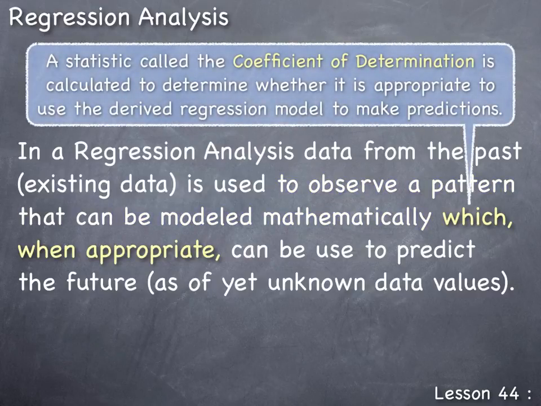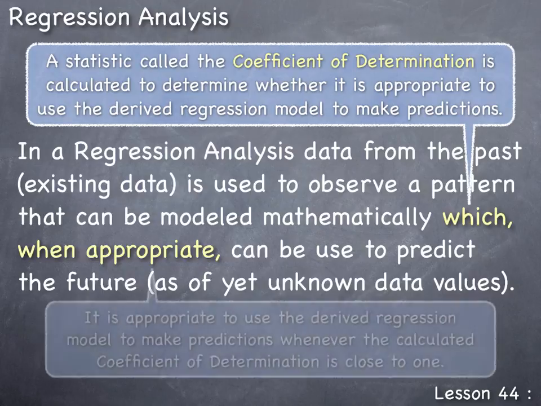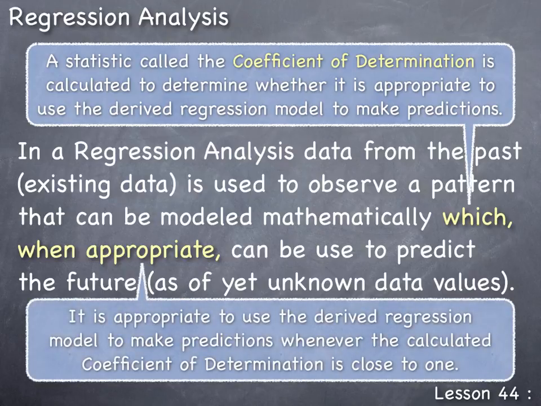A statistic called the coefficient of determination is calculated to determine whether it is appropriate to use the derived regression model to make predictions. It is appropriate to use the derived regression model to make predictions whenever the calculated coefficient of determination is close to the number 1. 1 indicates that 100% of all the data points fall exactly on the regression model.